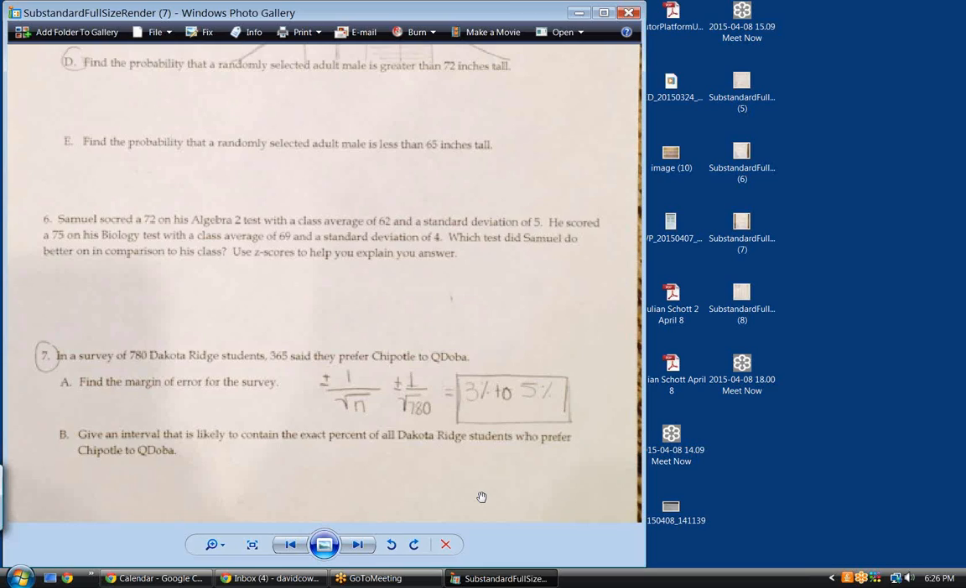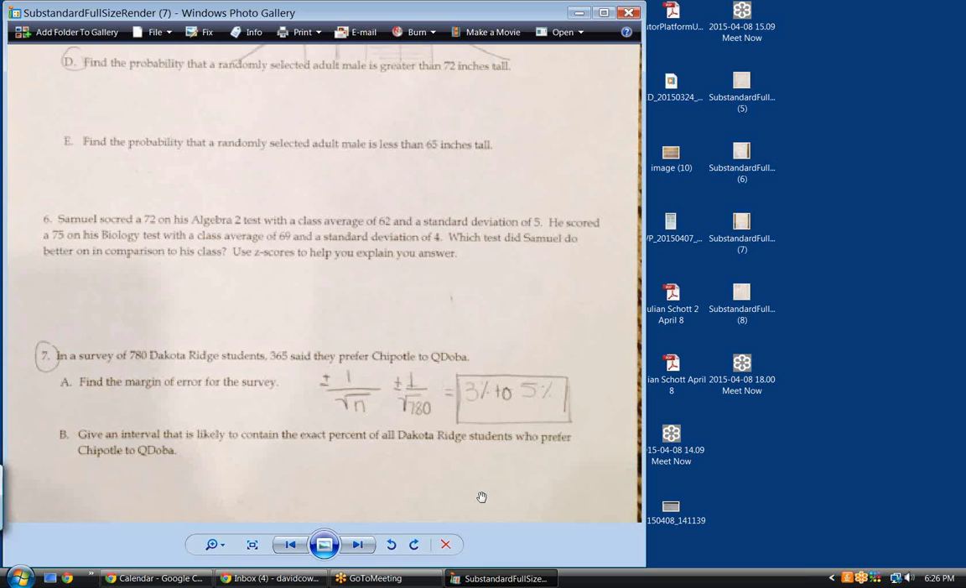Find the margin of error for the survey. The margin of error is plus or minus 1 over the square root of the number of students. Why does your answer say 3 to 5%? I have no idea, to be honest. I don't remember doing that one.